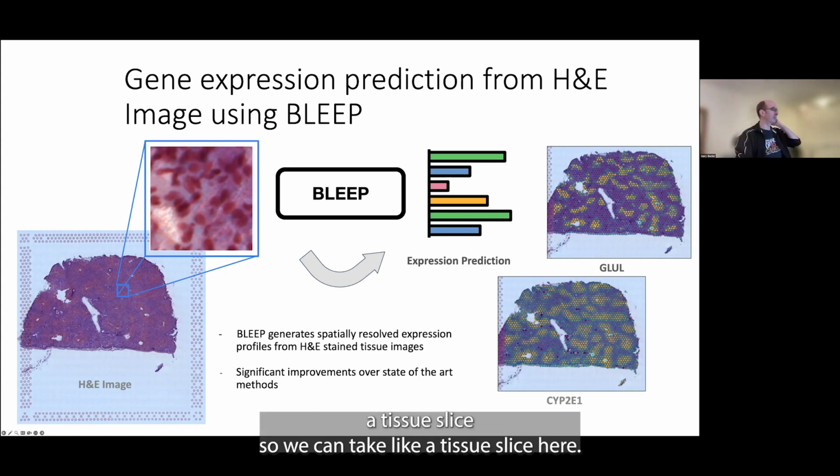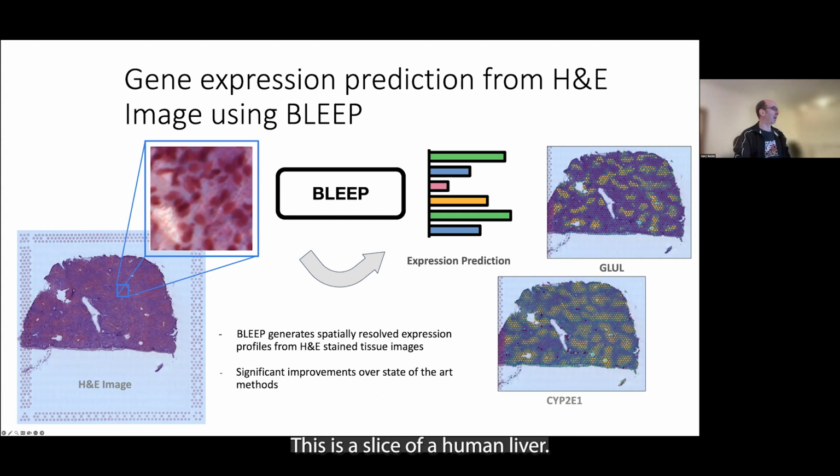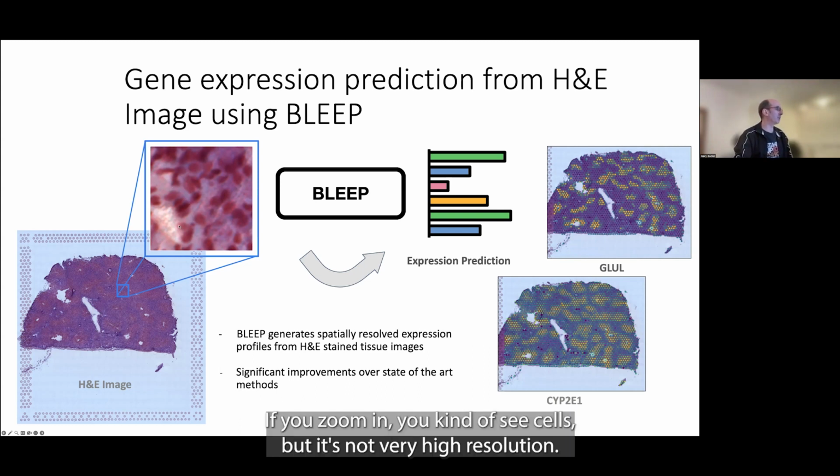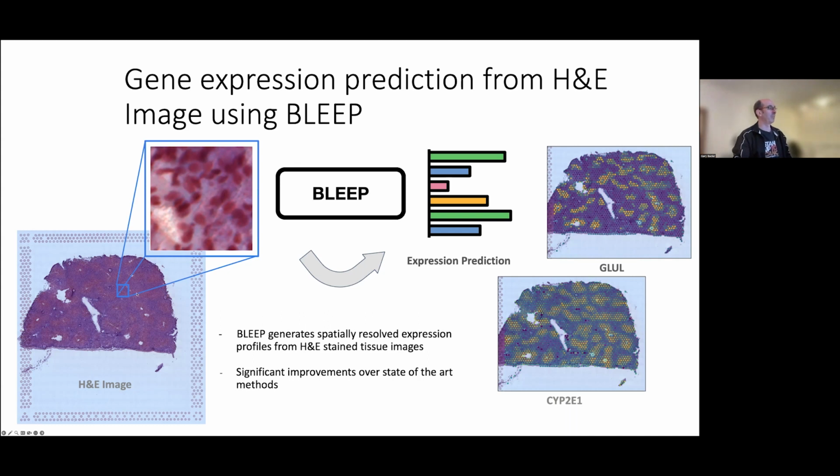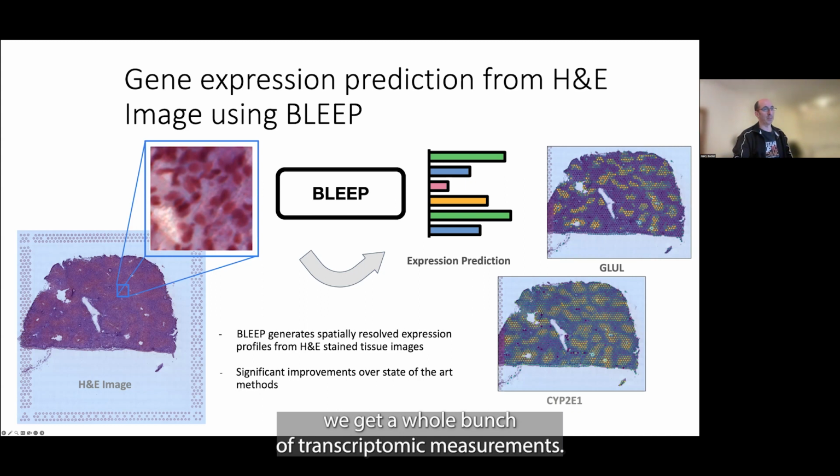So we can take a tissue slice here. This is a slice of a human liver. If you zoom in, you kind of see cells, but it's not very high resolution. In addition to this image, we get a whole bunch of transcriptomic measurements.